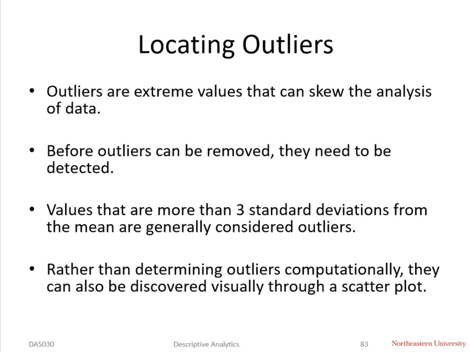The bottom line is that outliers or extreme values, they can really skew the analysis of the data. And it also means that if you include them in any type of a machine learning model, that they are probably going to really impact the predictive power of that model.